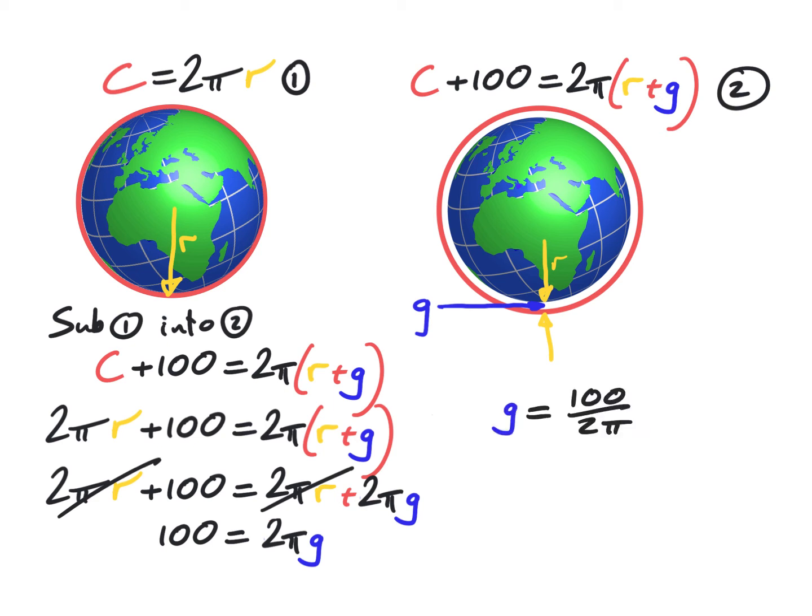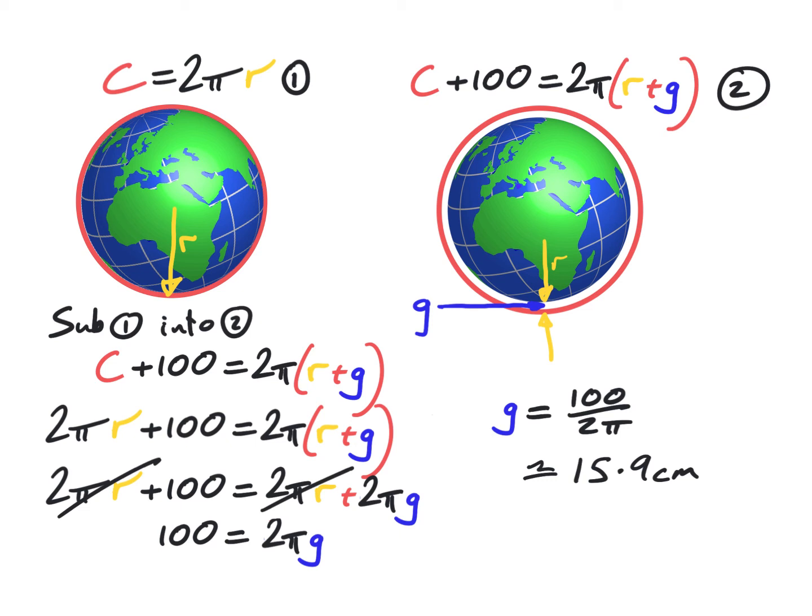Dividing both sides by the 2 pi gives us an equation for g. G is 100 divided by 2 pi. And calculating that on a calculator gives you an answer of around about 15.9 centimeters. Wow, that's massive, is it not?